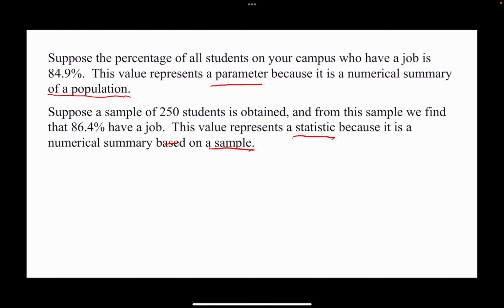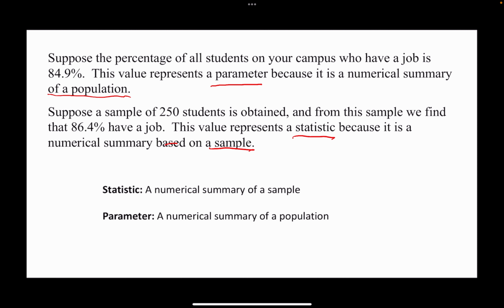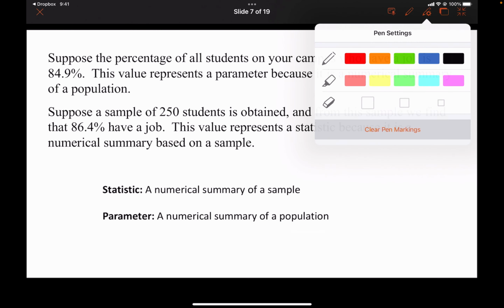See the difference there? So populations or parameters are based on population, statistics are based on sample. So this is basically what I would write in your notes. This is the Reader's Digest condensed version.